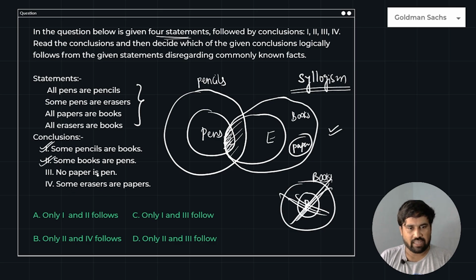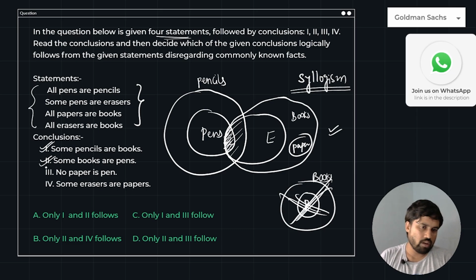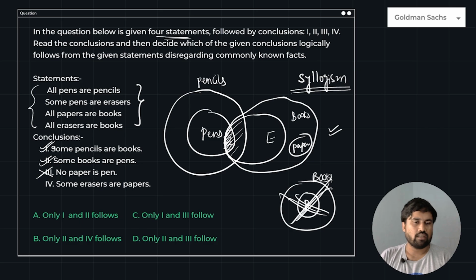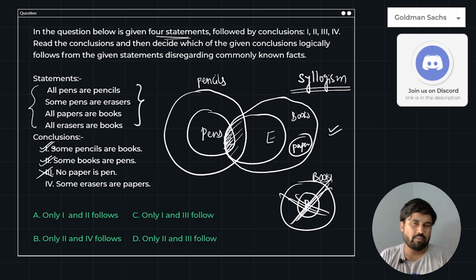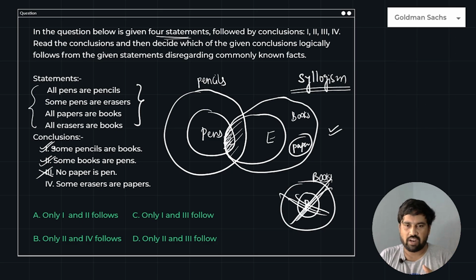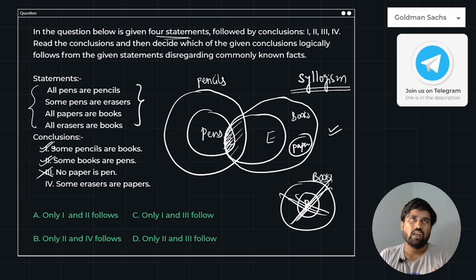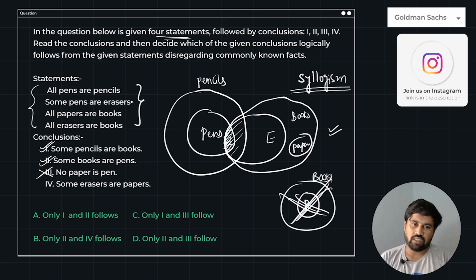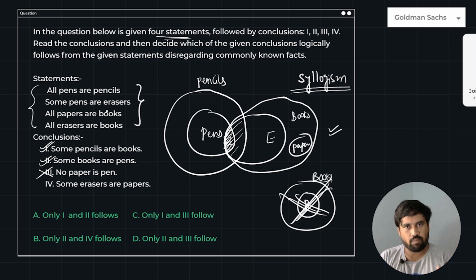Next, no paper is pen. See guys, in the statements they have never given the no relationship. So you can directly conclude the answer no will never be your answer. Directly I can say. Why? Because I have more practice when compared with you. If you do, for example, 10 to 15 questions, you will also be able to know this. If the statements never consist of a negative statement, the conclusion will never be a negative statement.